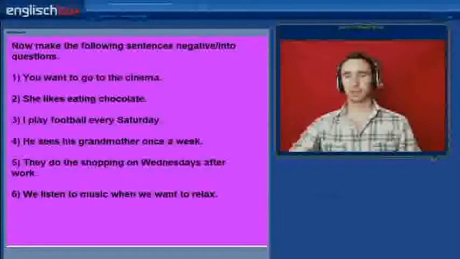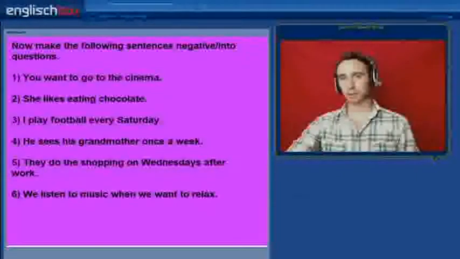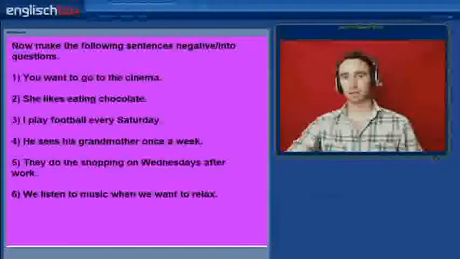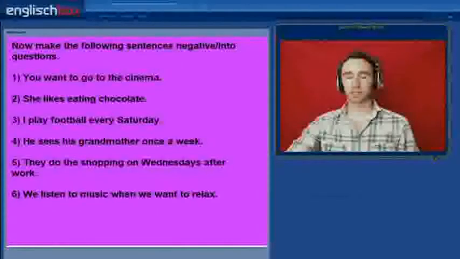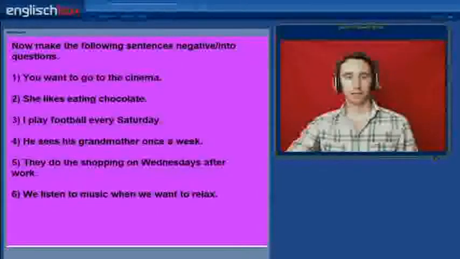Okay, so a quick exercise. You have 6 sentences in front of you, and you have to try and make these negative and question forms. So number 1 says you want to go to the cinema. In negative, you don't want to go to the cinema. As a question, do you want to go to the cinema? Number 2, she likes eating chocolate. She doesn't like eating chocolate. Does she like eating chocolate?